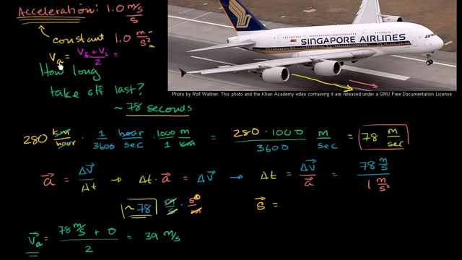And the value of an average velocity, in any situation, but in this situation we can calculate it this way, is we can figure out our displacement by multiplying our average velocity times the change in time. So we know the change in time is 78 seconds. We know our average velocity here is 39 meters per second, just the average of 0 and 78.